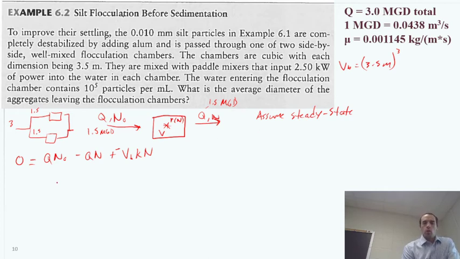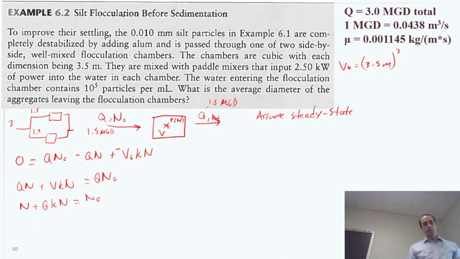Then we're going to solve this for n. I'm going to go ahead and put both n terms on the other side. So we'll say Qn plus Vkn equals Q n naught. We can go ahead and divide everything by Q. I'll divide everything by Q first. So it'll be n plus theta Kn equals n naught.